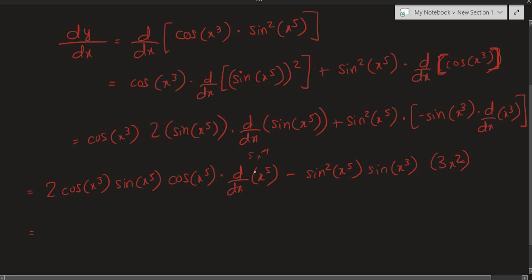Using the power rule. So 5 and a 2 will make a 10 up front, and we can write the x to the fourth up front. 10 x to the fourth times the cosine of x cubed times the sine of x to the fifth power times the cosine of x to the fifth power, minus, let's write the 3x squared up front, 3x squared times the sine squared of x to the fifth power times the sine of x to the third power.